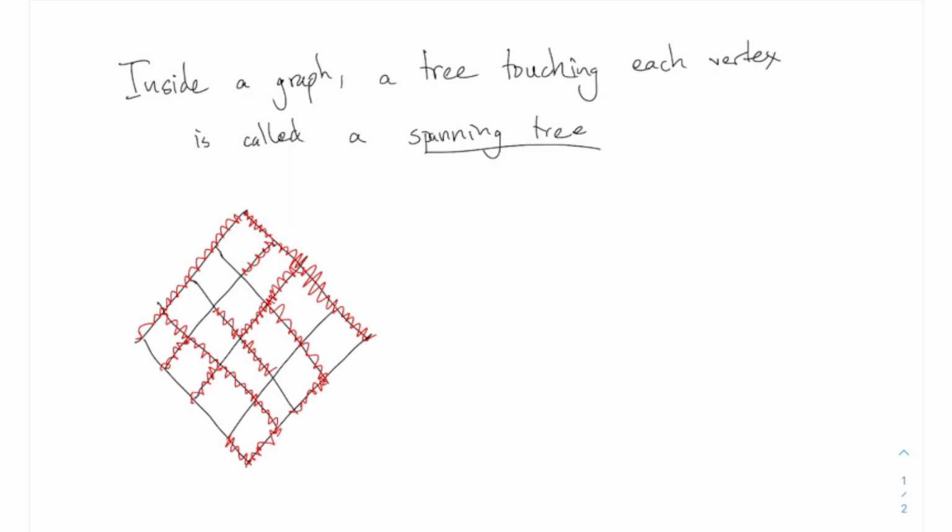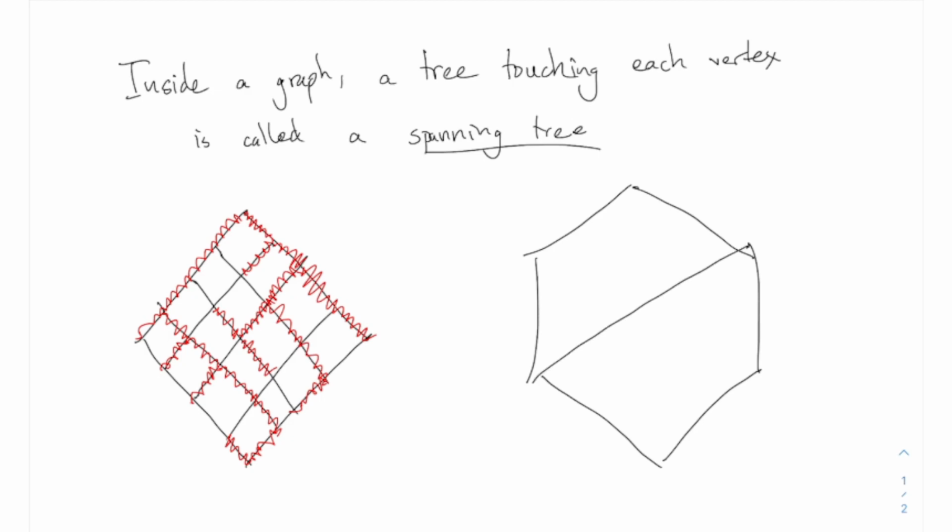Here's another example. How about this graph here? Can you make a spanning tree on that graph? Yes. It's not hard to find just any old spanning tree. There are so many ways you could do this. You just scribble in some of the edges in a way which reaches every vertex but has no loops in it. That is a spanning tree of that graph.